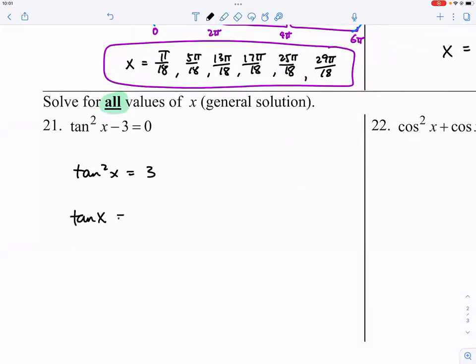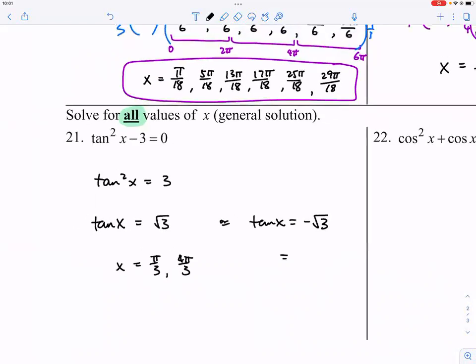So we have tangent x equals root 3, or tangent x equals negative root 3. Okay. So we have x equals pi over 3, and also 4 pi over 3, and 2 pi over 3, and 5 pi over 3. Right? We have these values, but now these values are only for the first revolution, from 0 to 2 pi.